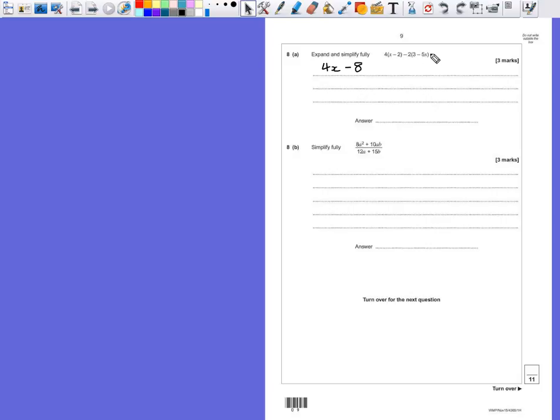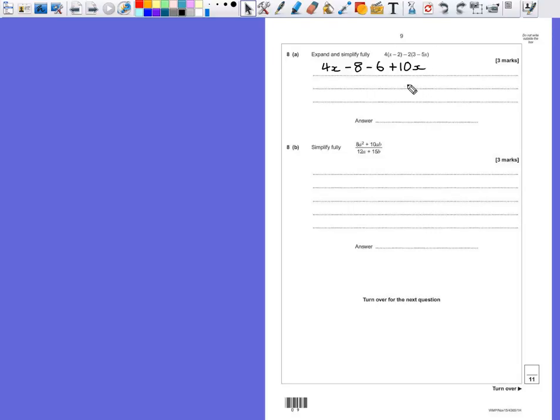Depending on what method you prefer, you could work out 2 times the bracket and then take it all away. I prefer to treat this as a negative 2 multiplied by the whole bracket, because then we're not dealing with changing the symbols later. Negative 2 times 3 is a negative 6. Negative 2 times negative 5x gives us a positive 10x.